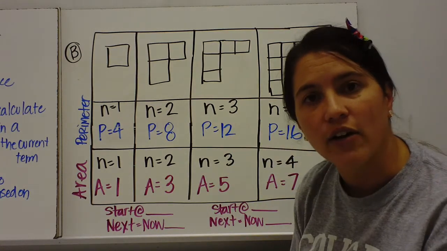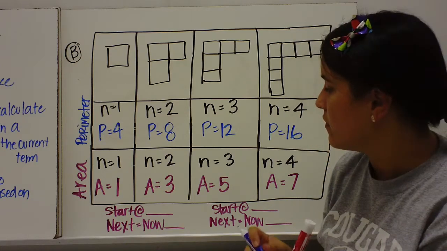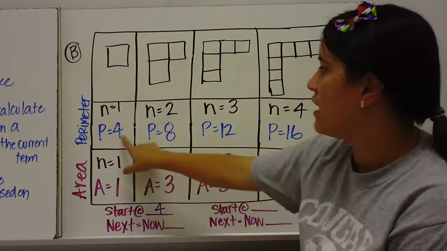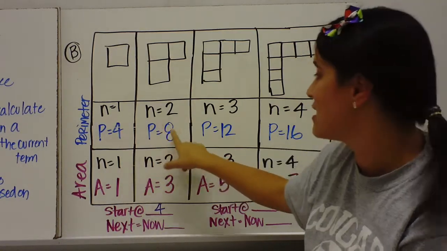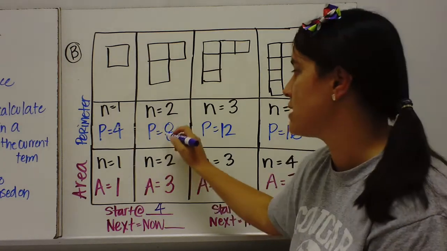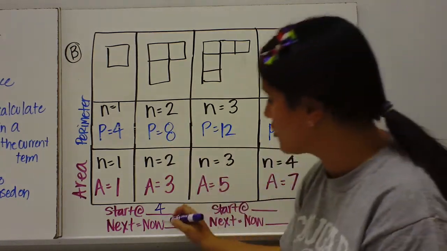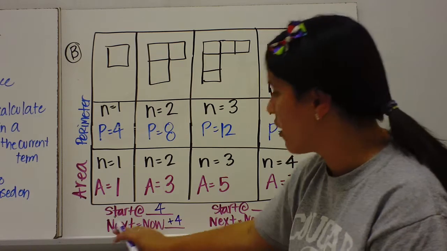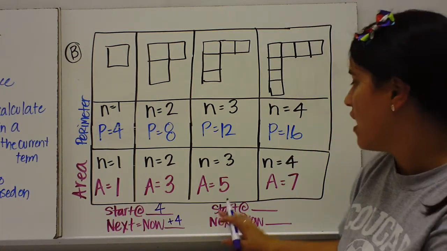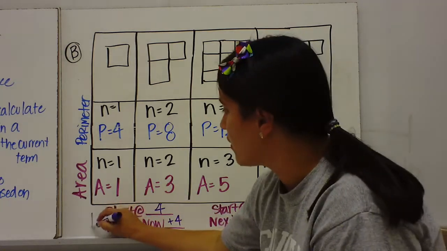So to write our equation, we are going to start at 4. And then what's happening from 4 to 8, 8 to 12, and 12 to 16? Well, I'm hoping that you see it's adding 4 each time. So our equation is next equals now plus 4. This is for the perimeter.